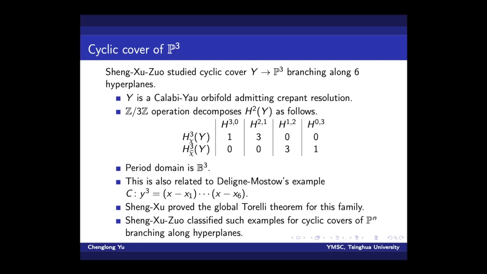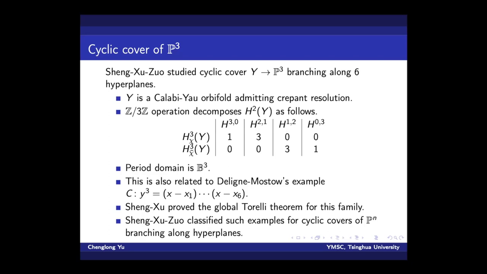So you can study the same thing. Sorry, I should say H3 of Y. So the cyclic group decomposes in the following way. The total Hodge number is 1331, and the group action just separates H30, H21 from H12 and H03. And in this case, if you look at the period map corresponding to this tautological character, then the period domain is a three-dimensional complex hyperbolic ball.